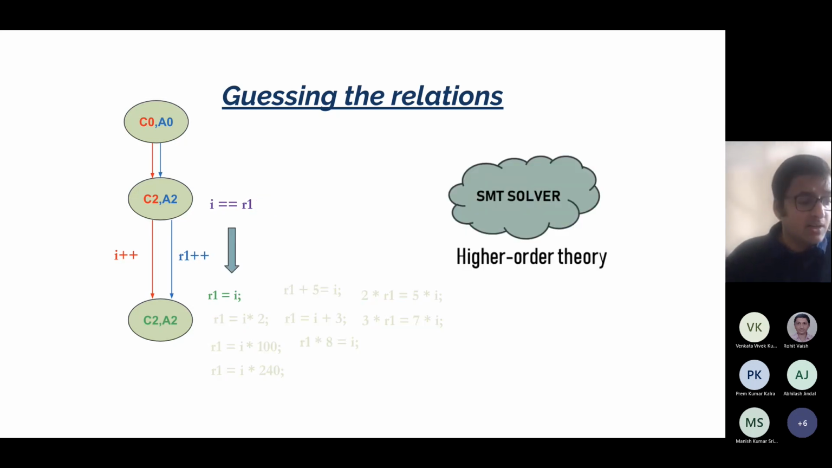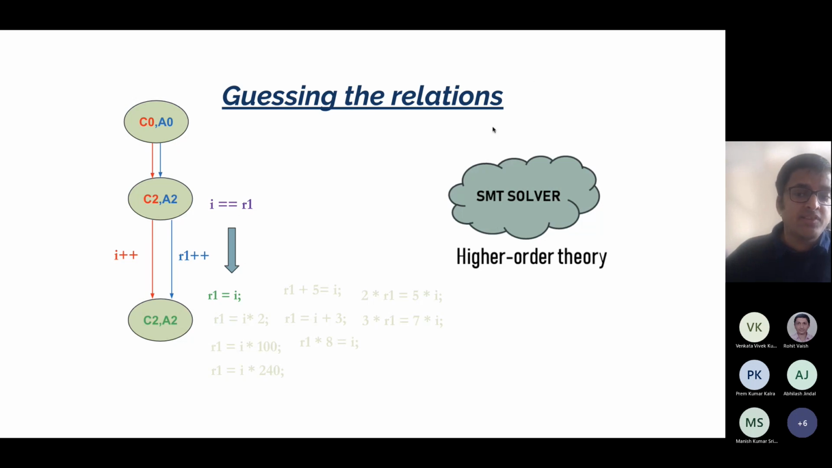A previous algorithm used a guess and check strategy for this. The algorithm picks each of these possible guesses. For example, it will pick R1 equals I, and then tries to inductively prove whether it can be proven from the invariants at the previous node.